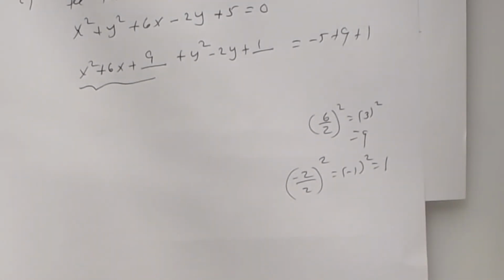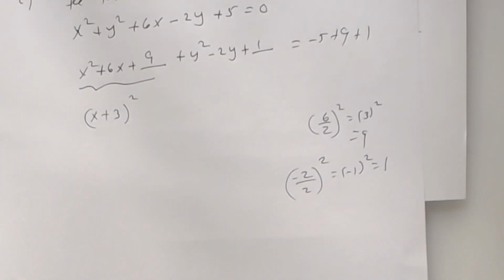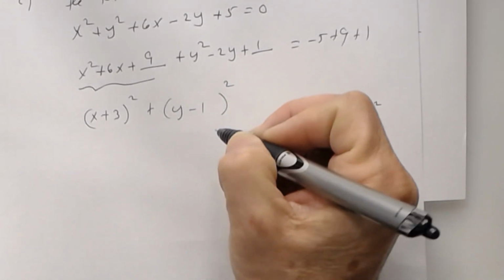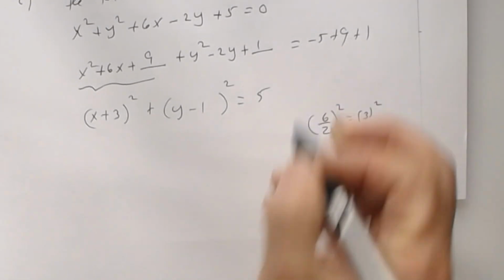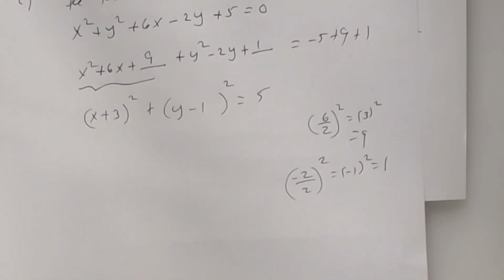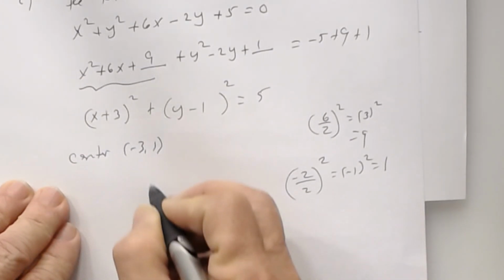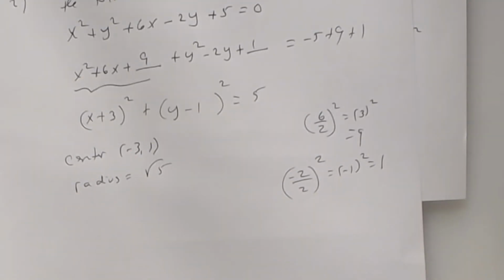How do you factor that? x plus 3 squared. The next one is going to be plus what? y minus 1 squared, equal 5. Okay, equal 5. So now what's the center? Negative 3, positive 1. And the radius? Square root of 5. Okay? And that's all this is. It actually got easier as you go.